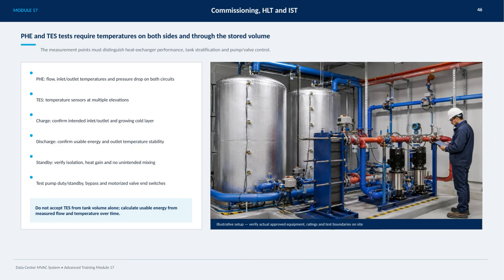We also test the pump duty and standby modes, bypass functionality, and motorized valve end switches to ensure the entire system operates smoothly. Importantly, we do not rely solely on temperature from the tank volume when assessing TES. Instead, we calculate usable energy by integrating measured flow and temperature over time. Lastly, make sure to confirm actual approved equipment, its ratings, and test boundaries on site, as setups can vary. This thorough approach ensures reliable commissioning and optimal system performance.